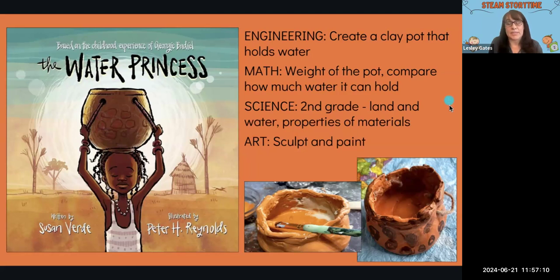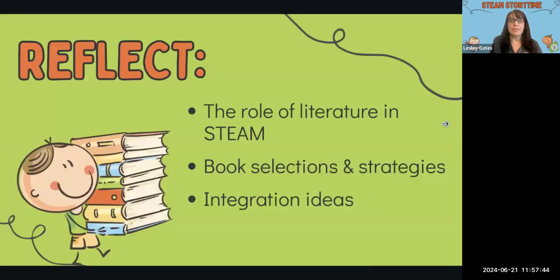This is a perfect connection for second grade: where is your land and water? What if you had to go get water from a source somewhere far away, and where would that local source be for you? And then also the properties of the materials you would build that from. And then I saw the sculpt and paint connections; there's a lot of significance of the colors used on the pots, and that's brought up in the story, so you can get into some of those cultural pieces as well. So very beautiful, one of my favorites.